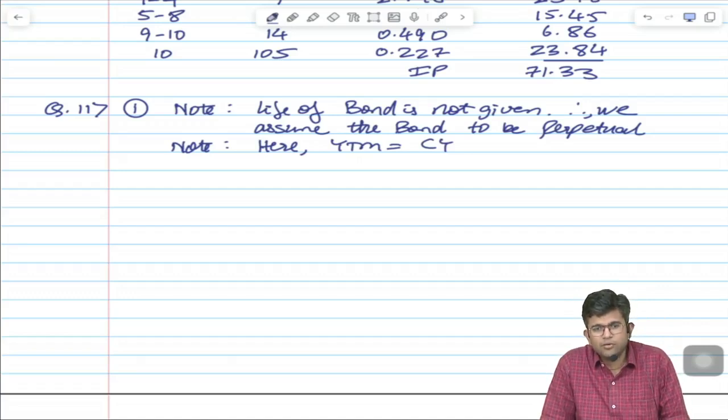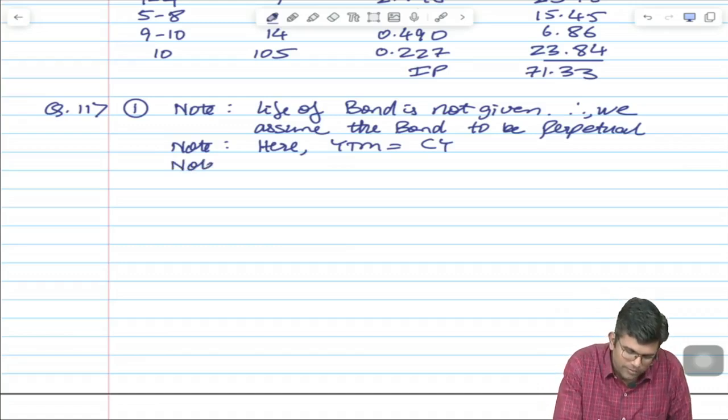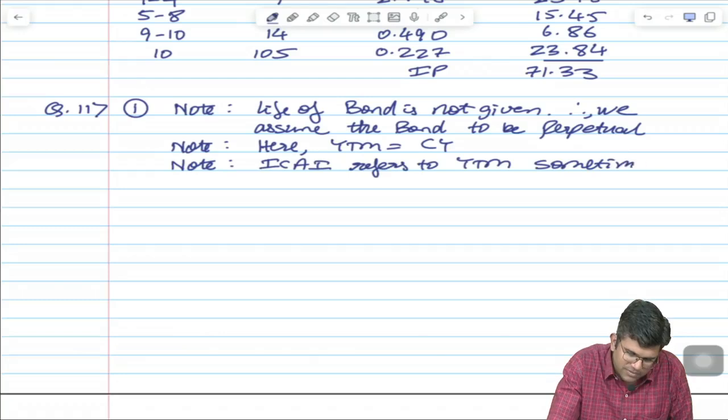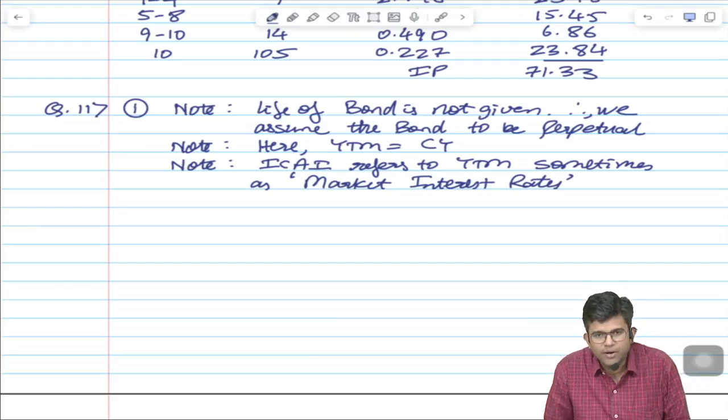Just before the break I taught you, when there is no maturity, do you realize how can you calculate yield to maturity? Not possible, correct? Okay. Note. ICAI refers to YTM sometimes as market interest rates. So if you see in that question, point number 1, they have told you market interest rates. That is basically YTM. Everyone clear till here?